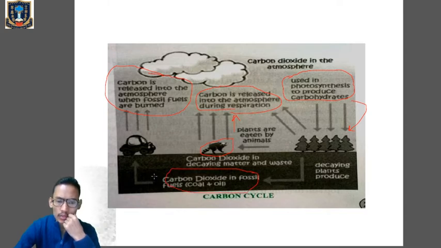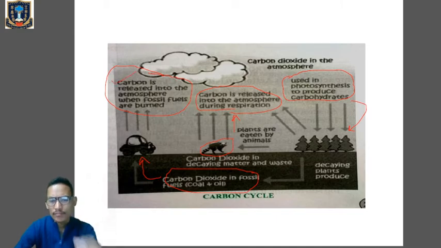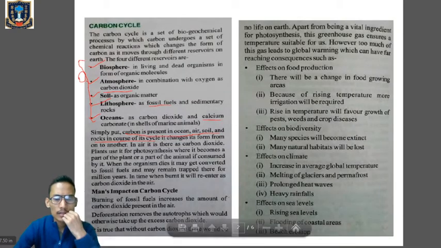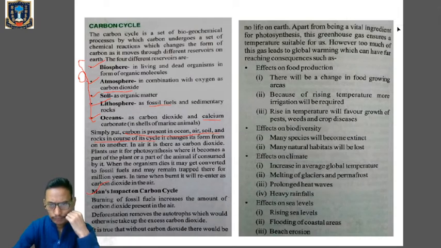And whenever we are using the fossil fuels, what is being released into the environment? Carbon is released into the environment. This is a simple illustration of the carbon cycle. Clear? Now let's come back to man's impact on the carbon cycle. What are the impacts of man on the carbon cycle?